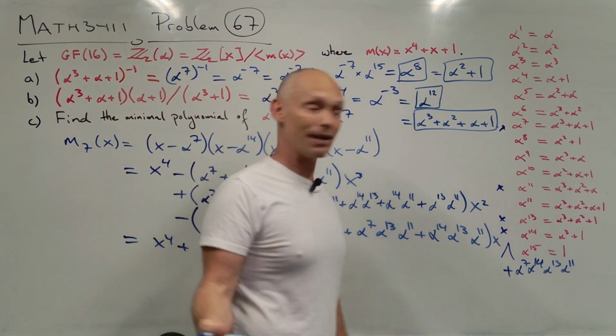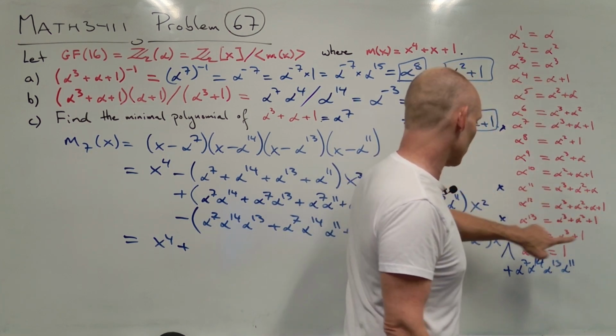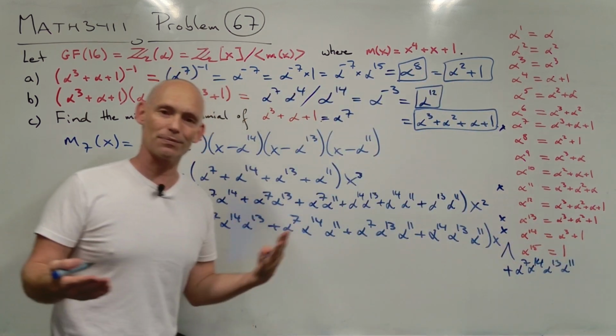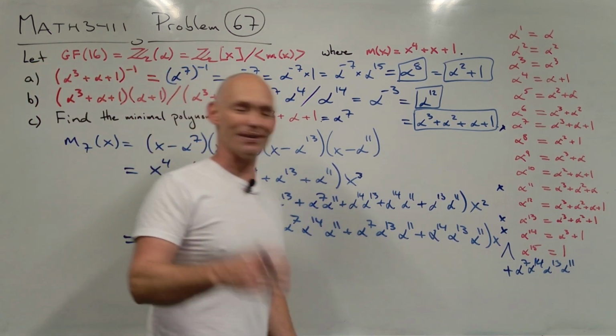Okay, well, what about alphas? How many alphas do we have? We've got 1 alpha, 2 alphas, no alphas, and no alphas. So we've got 2 alphas, and again, that's the same as saying no alphas. So no alphas. How many 1s do we have?